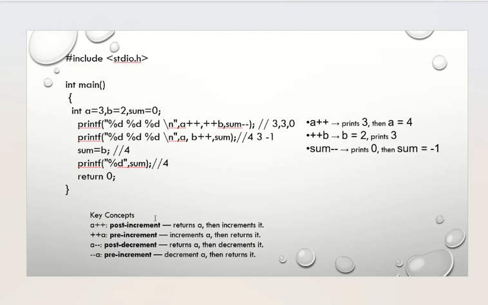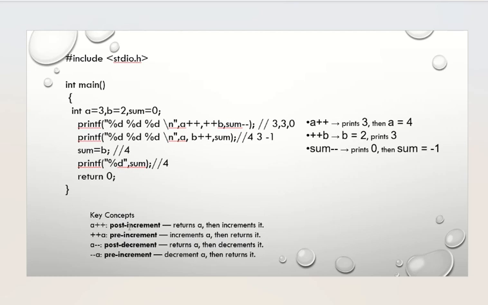Integer a equal to 3 and here the value of b equal to 2, sum equal to 0. Then we are going to print the value of a++, ++b and sum--. So what are ++ and --? These are increment and decrement operators, which are called unary operators.